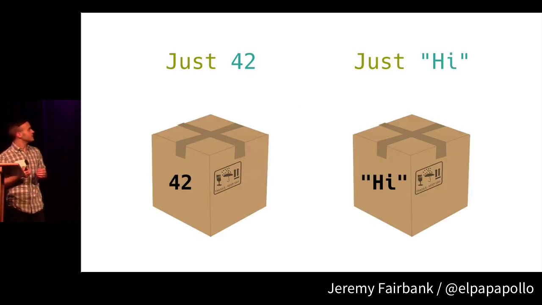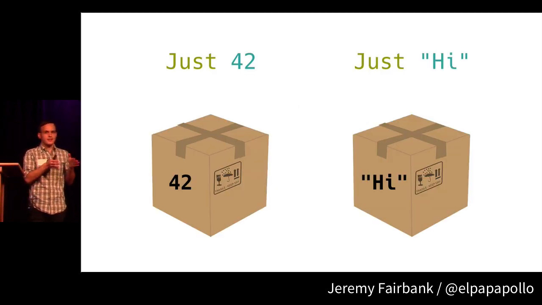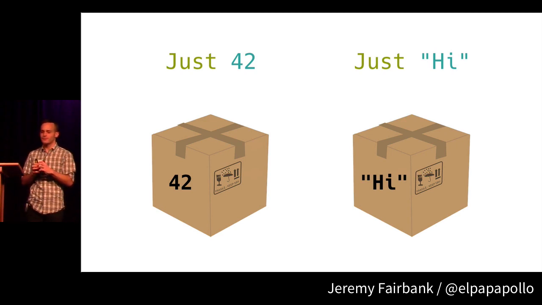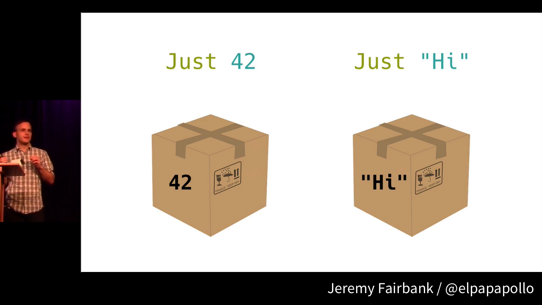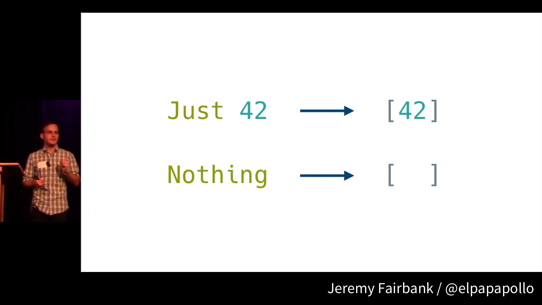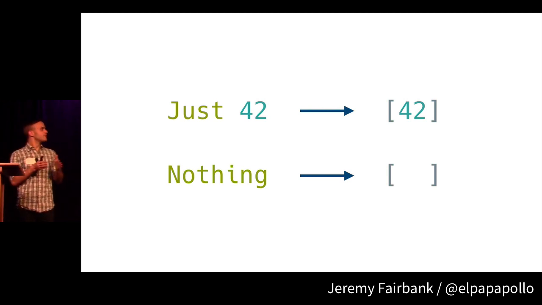In fact, if we visualize this, we could think of Just as a box that's going to contain something. So if I had Just of the number 42, it's like a box that contains the number 42. If I have Just of the string "hi", it's a box that contains the string "hi". Another way to visualize this is to think of Maybe as an array or a list. This is a list that can either contain nothing or only one thing, but it can't contain anything more. So Just 42 is like a list or an array that just contains the number 42. And Nothing is just like the empty array or empty list.